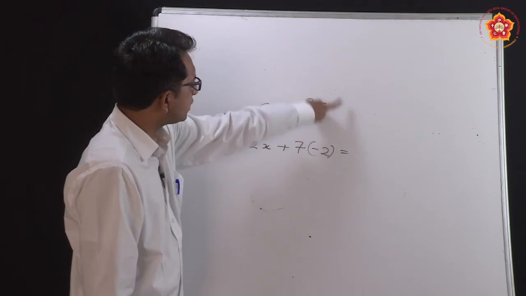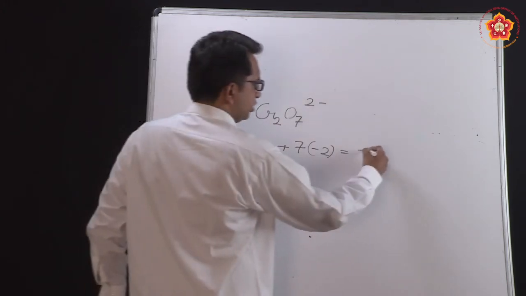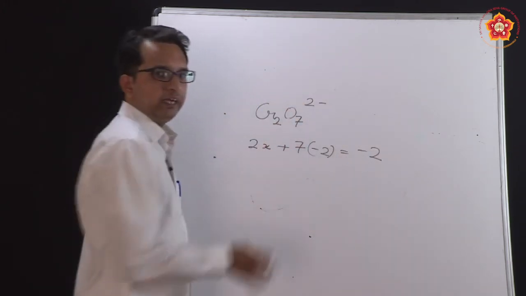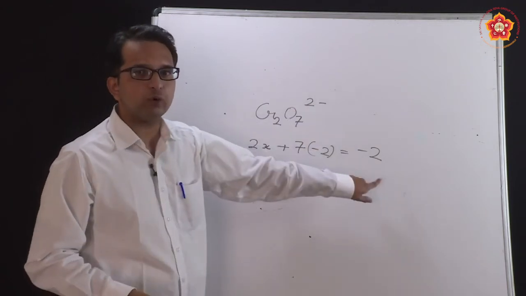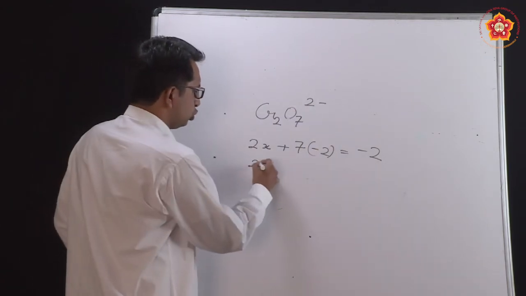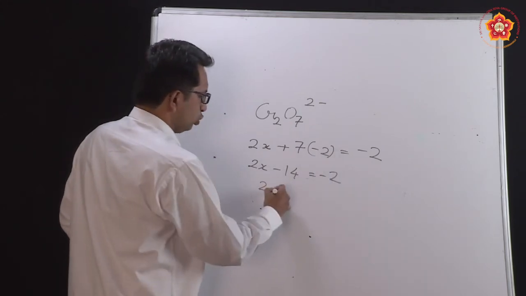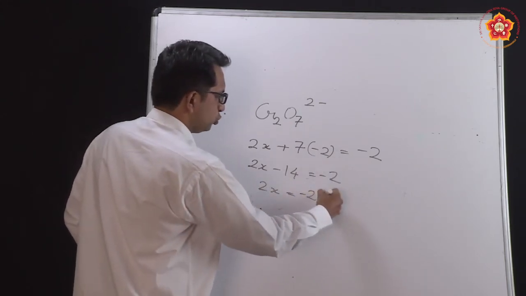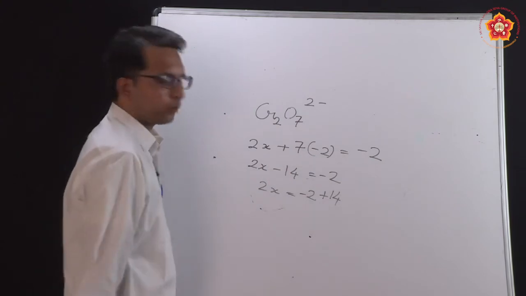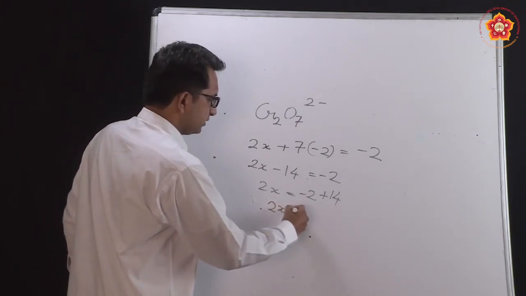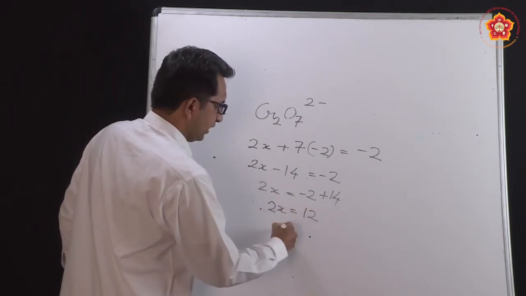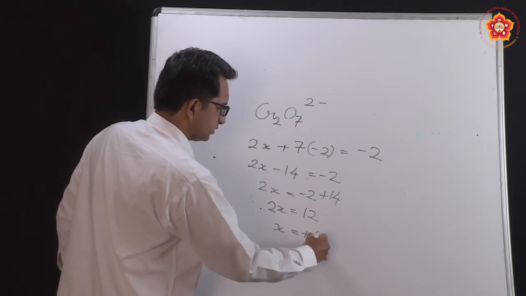And what is the overall charge of this compound? It is -2. It is not a neutral compound. It is an anionic compound, therefore the overall charge is -2. So 2x minus 14 is equal to -2. 2x is equal to -2 plus 14, a simple mathematical process. 2x is equal to 12 and x is equal to +6.